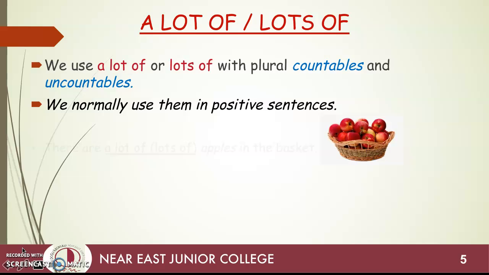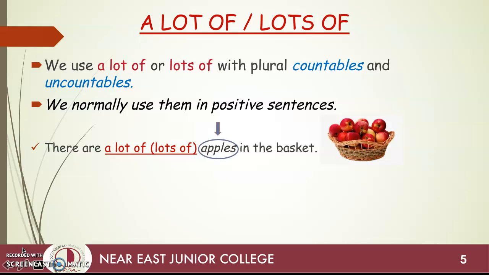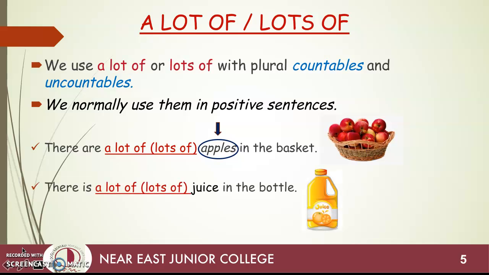For example, there are a lot of apples in the basket. Or we can say, there are lots of apples in the basket. Here, the word apples is a countable. The second example. There is a lot of juice in the bottle. Or there is lots of juice in the bottle. In this example, juice is uncountable. So as you can see, we can use a lot of with countables and uncountables.